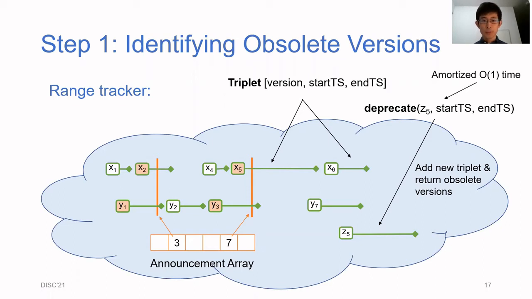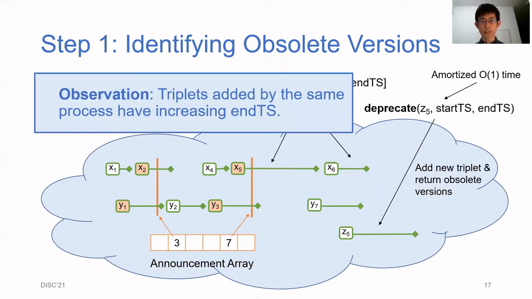Note that the obsolete versions are exactly the intervals that are not intersected by any of the announced timestamps. Locating these intervals is a very general problem that shows up in other places as well, for example, memory reclamation techniques like hazard eras and interval-based reclamation. In general, if triplets can be added anywhere in the data structure, then this problem would be very hard to do in constant time. But luckily, our problem is more well-behaved.